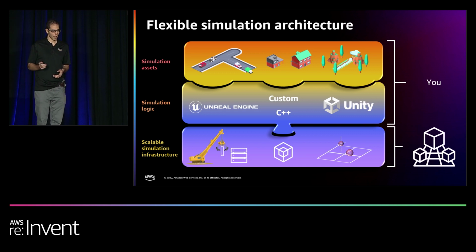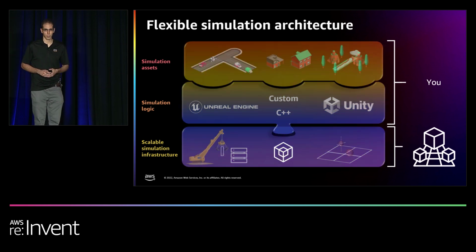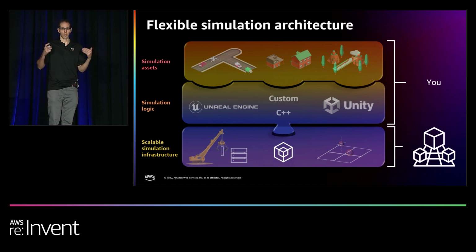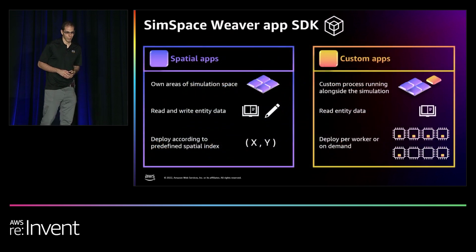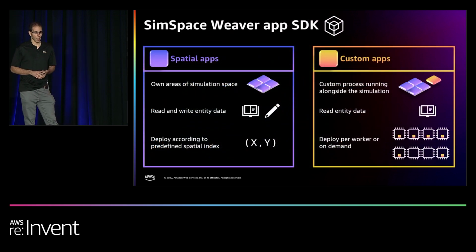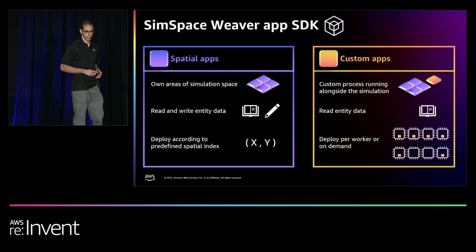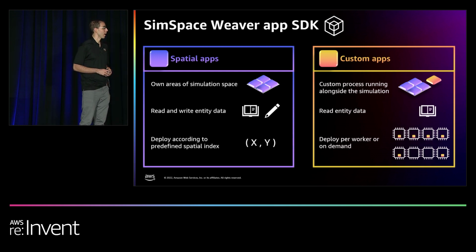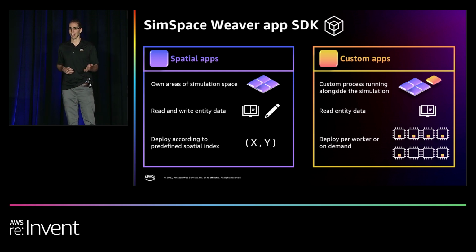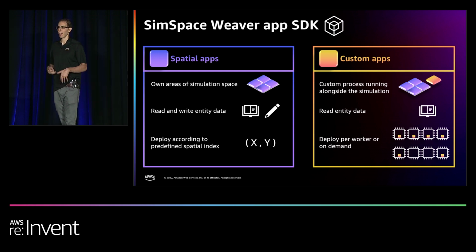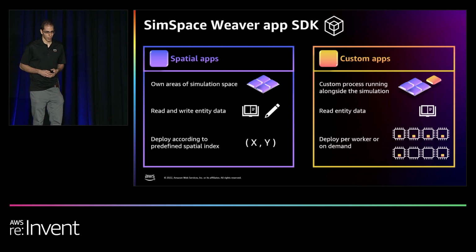So the key to this is the SimSpace Weaver App SDK, which is how you integrate with the service, and one of the key service principles here. So let's dig into this a little bit. You can build the SimSpace Weaver apps by integrating the C++ SDK with your simulation code. The first type of apps are what we like to call the spatial apps. These are the apps that read and write entity data and entity state as the simulation progresses. Right? They are the core simulation logic.